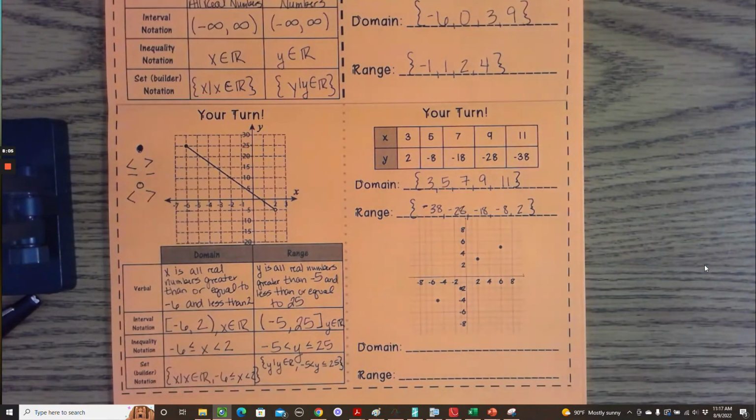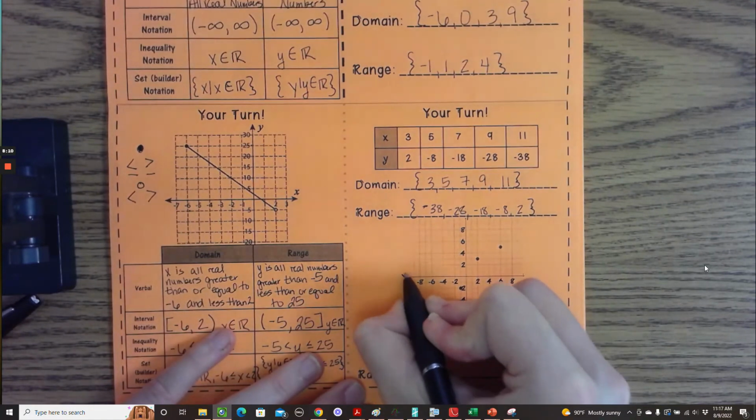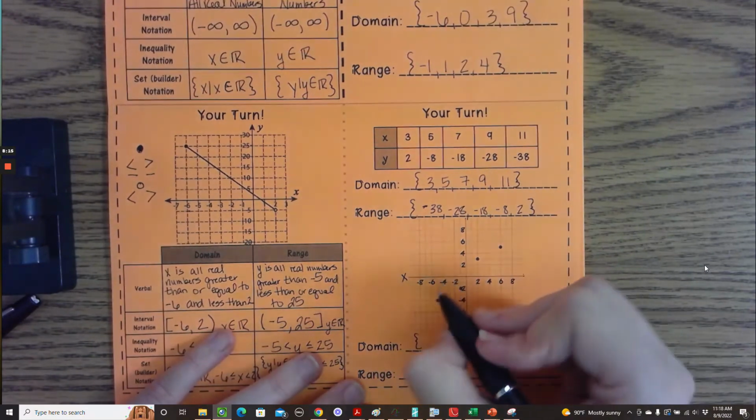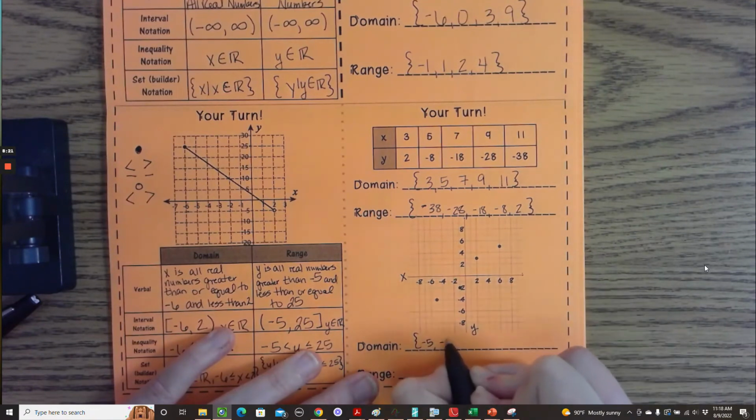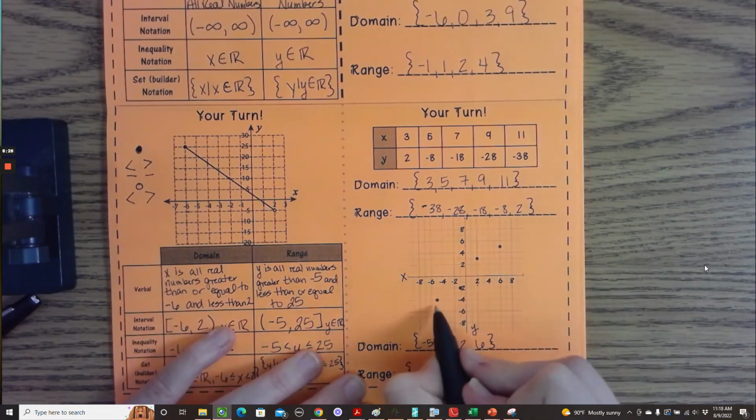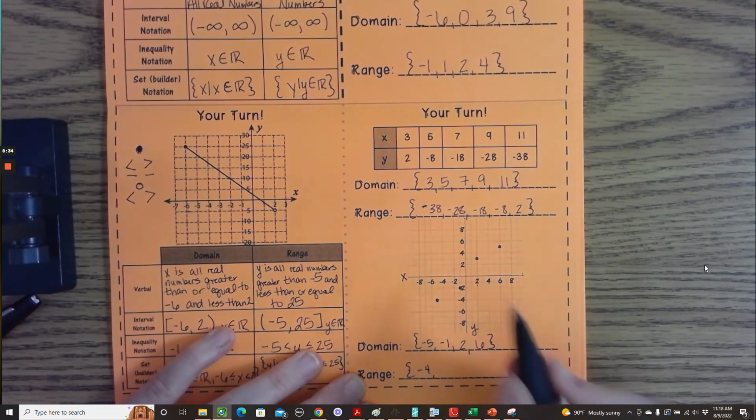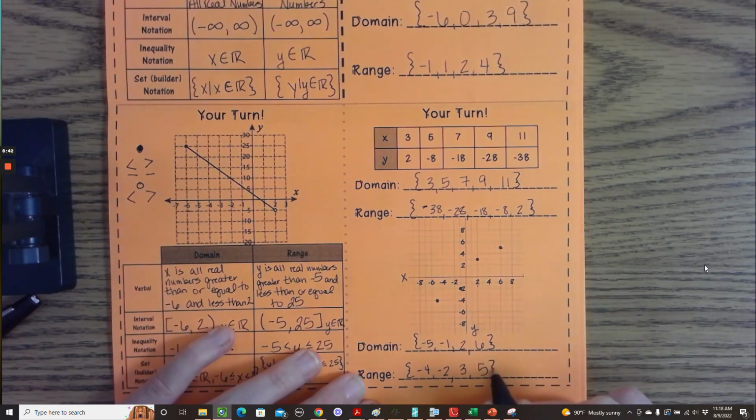Now on a graph, if we're given just the graph, we have to pick out our x and y values. So remember, x values are on the horizontal axis, y values are on the vertical axis. So my x values here, I've got a -5. This one is at a -1. Here's a 2. Here's a 6. So that's my domain. For range, I'm going to start at the smallest y value, which is down here at -4. And I've got this one here at -2. This one here is at 3. And then this one up here is at 5.